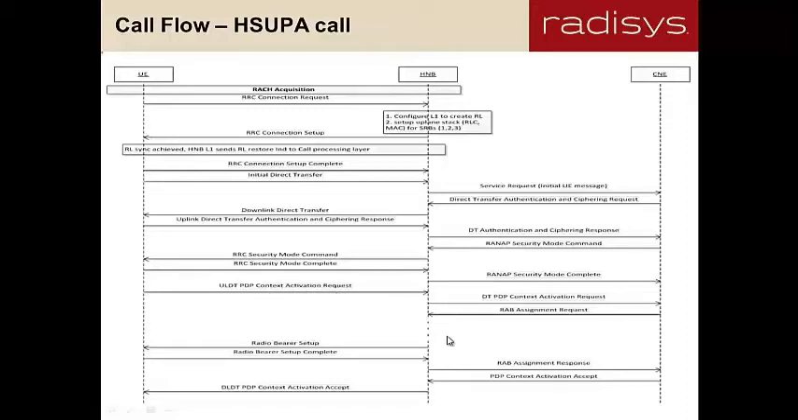Then RAB assignment procedure is performed between core network, HNB and the UE. Once this procedure is completed, core network will send PDP context activation to the UE. Now we will have the actual demonstration for HSUPA call for 4 users.